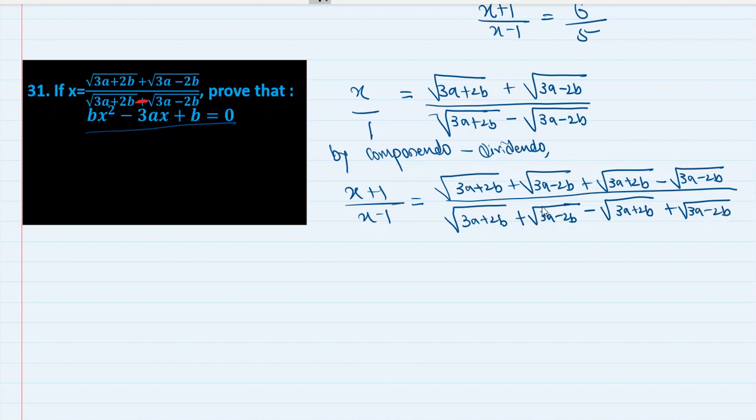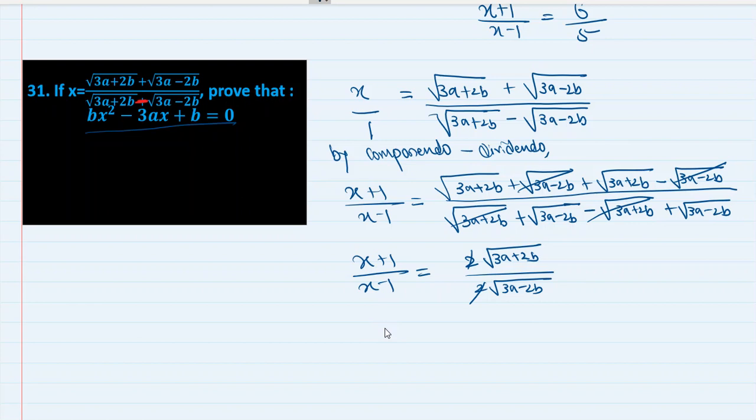Okay, so these two will get cut, these two will get cut. So what do we have here? X plus 1 upon x minus 1. We have 2 root of 3a plus 2b upon 2 root of 3a minus 2b. 2 gets cancelled. See, we got something simpler.